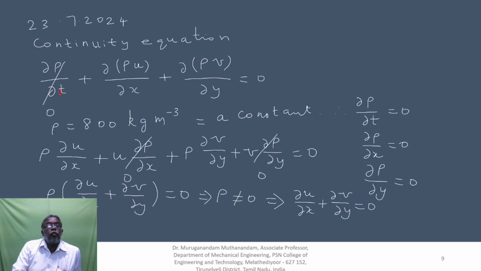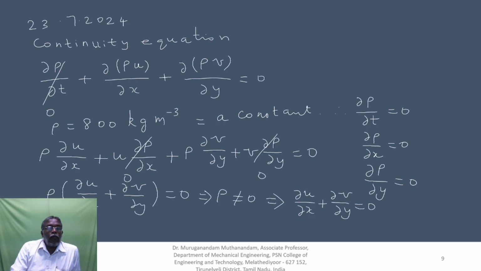Already the first term is 0 because of the constant density condition. Now in this equation the second term is 0 because partial rho upon partial x is 0. The fourth term is also 0 because partial rho upon partial y is 0, again due to the rho is equal to constant condition. What are the remaining two terms? Rho, which we have taken outside, times partial u upon partial x plus partial v upon partial y, is equal to 0.